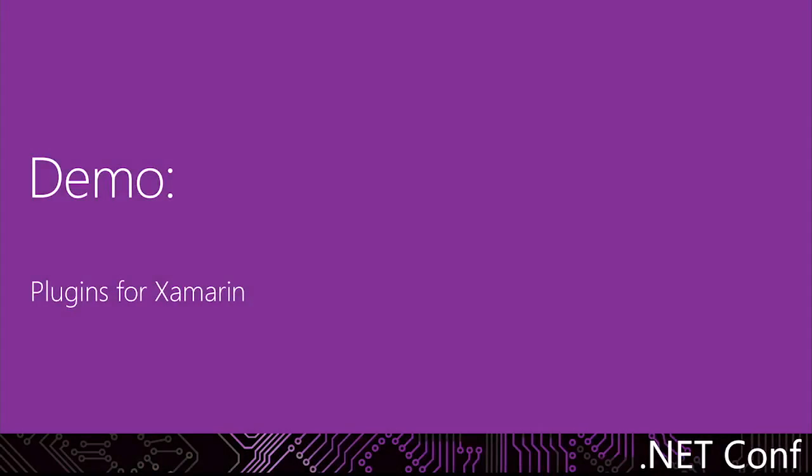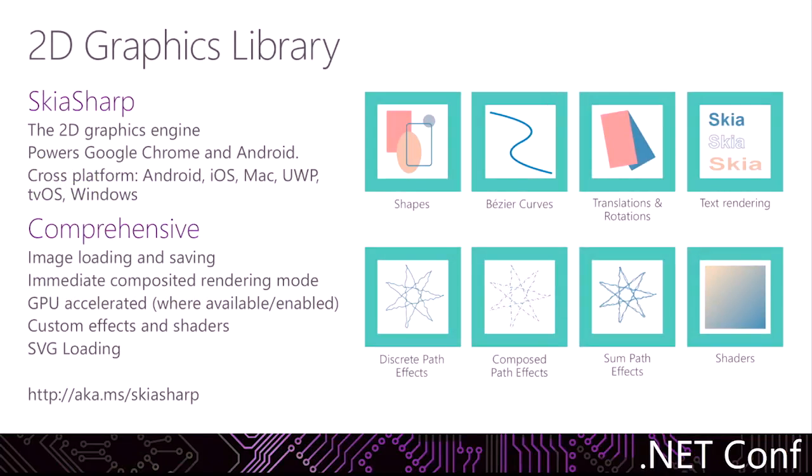All right, cool. Let's take it a little bit further here. So as we start to progress, we've gotten past the point where we've started to share the user interface, but we also are now sharing a bulk of our shared common APIs with plugins for Xamarin. But what about advanced 3D and 2D graphics? Well, that's where some awesome libraries come in, such as SkiaSharp.